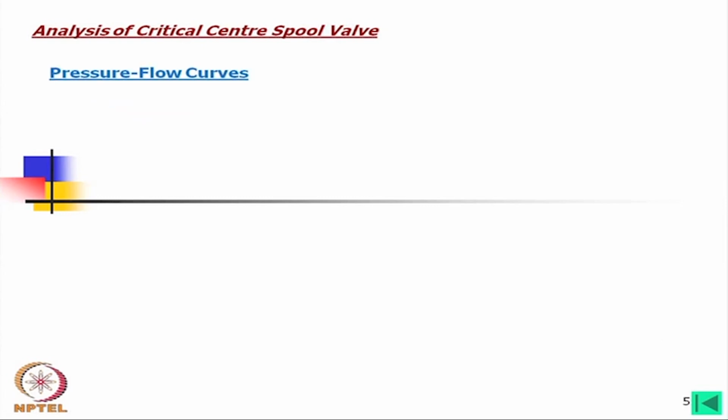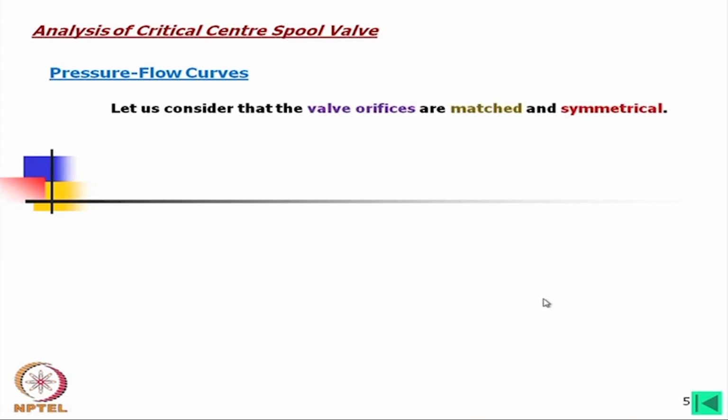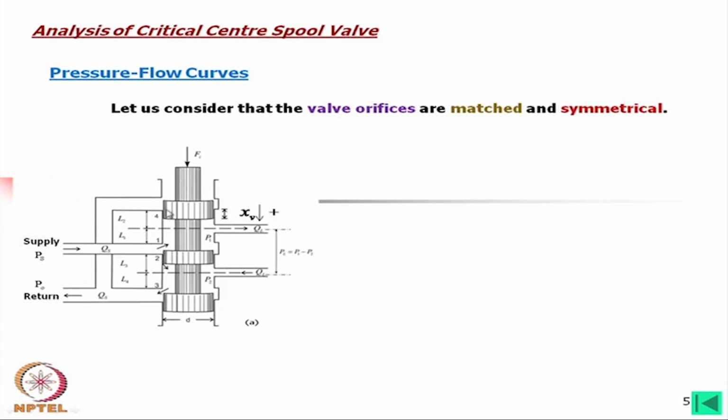Now, we shall derive the expression for pressure flow curves. We have already learned how to equate the load flow and the system flow. We have already done it with respect to the load pressure as well as the system pressure and the orifices. Now, let us consider that the valve orifices are matched and symmetrical. I have explained what is called matched and symmetrical. In any position we must consider the 4 orifices 1, 2, 3, 4. We should write the equation in terms of all orifices, even if apparently those might be closed. If those are really closed, then we can put that flow as 0.